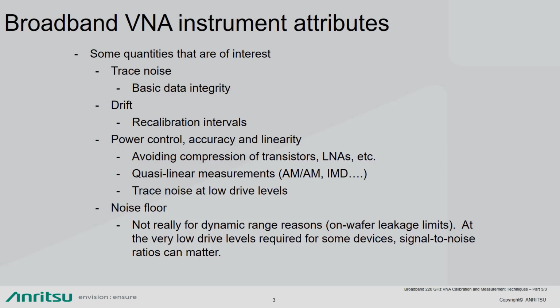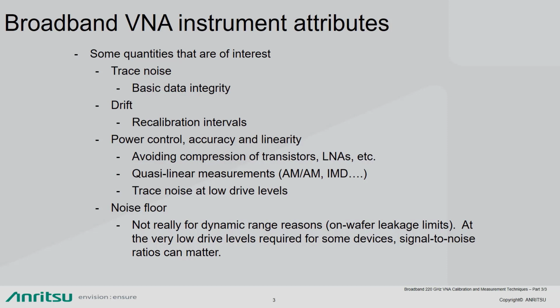So there are some additional broadband VNA instrument attributes that would be of interest in many applications. For instance, things like trace noise. This would affect basic data integrity, usually on a finer scale. Drift. This has been discussed in relationship to raw directivity of the system. So drift is important in that it determines the calibration interval, which can be quite important.